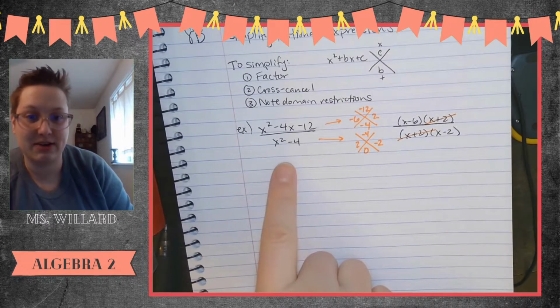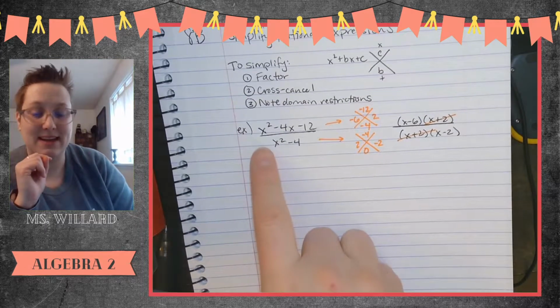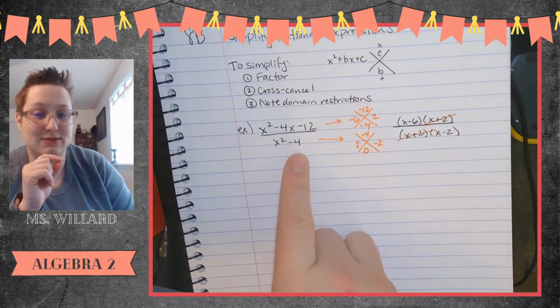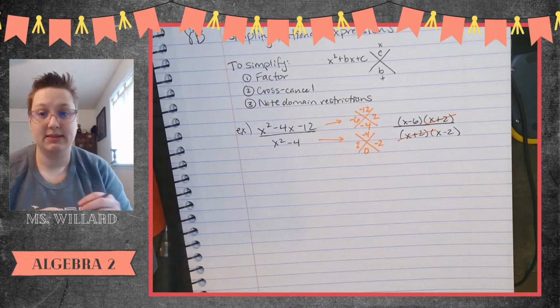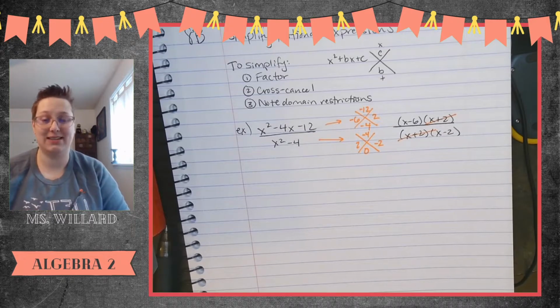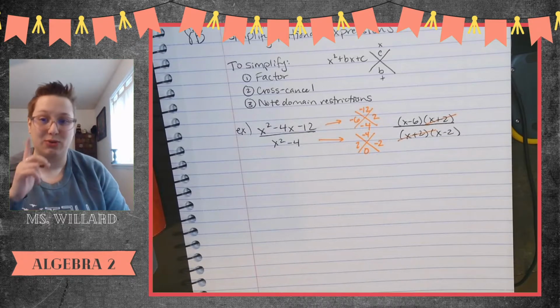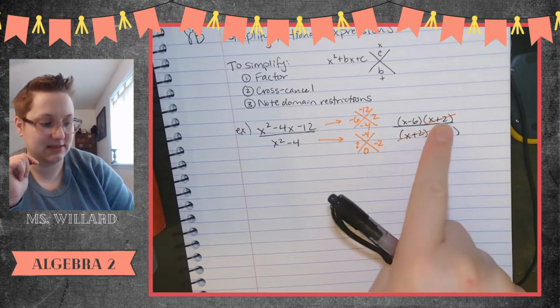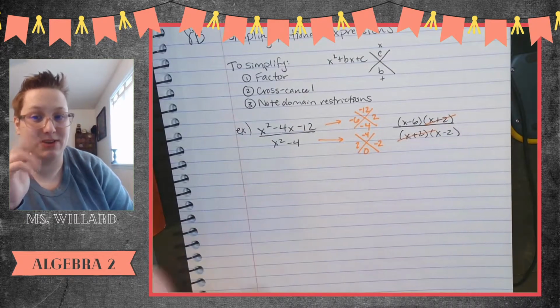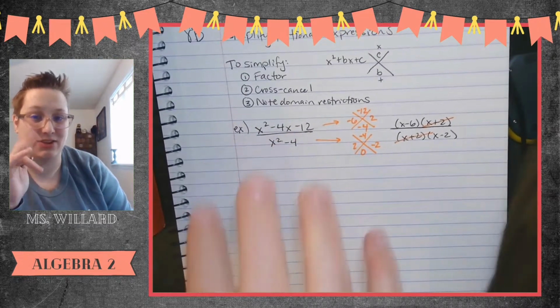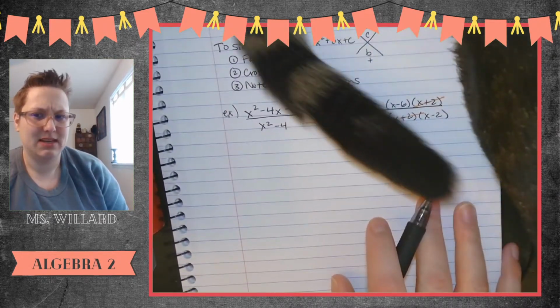I can't cancel things out here, by the way. I can't cancel out the x squareds and cancel out the 4 and be left with x minus 12. No. Okay, don't do that. You have to factor. You can't just cancel willy-nilly. You can only cancel factors, not terms. If it's factored and they're multiplied together, you can cancel them. If it's a term and it's added to other stuff, you can't cancel it.